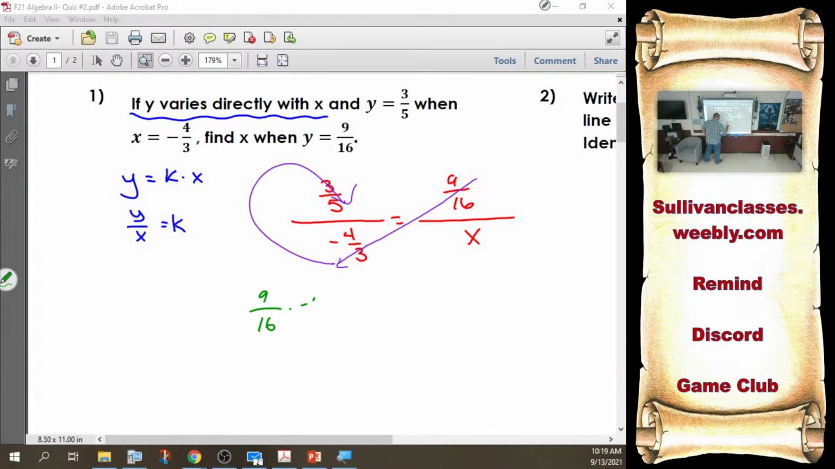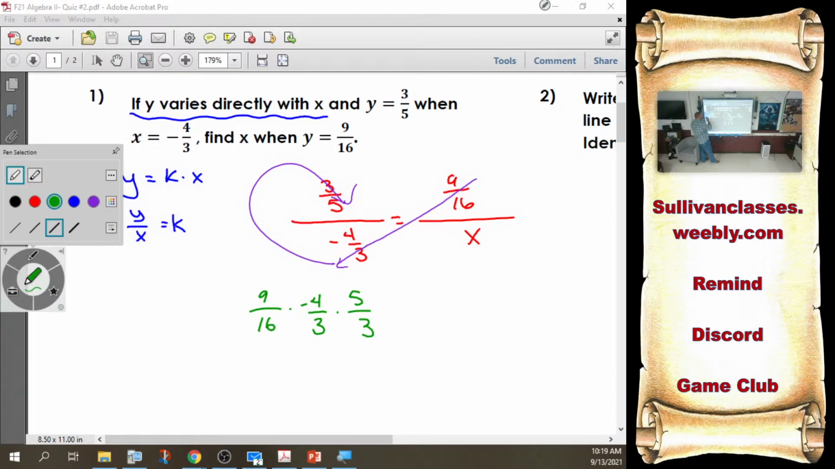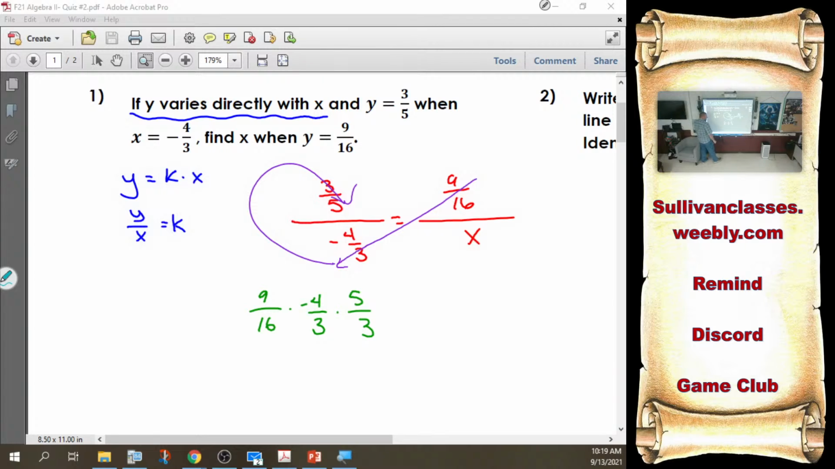9/16 times -4/3 when I divide by 5/3. There we go, that's better. Okay. So I'm going to say 3 and 3 is 9, with 9 is 1. Right? 9 over 9 is 1. And 4/16 is 1/4. So if I multiply straight across, I get -5/4.